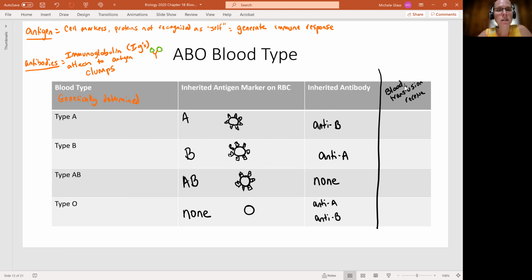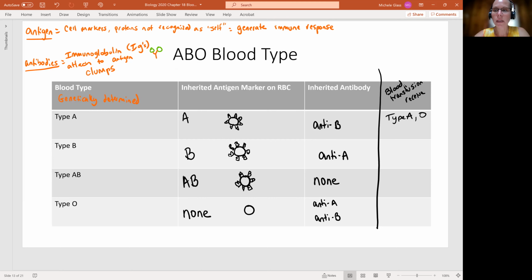All right, let's think about this. If you are type A, you can clearly receive type A. Type B is going to be foreign. So that means type AB, which has B, is going to be foreign. And then type O has nothing, so you can receive type O.